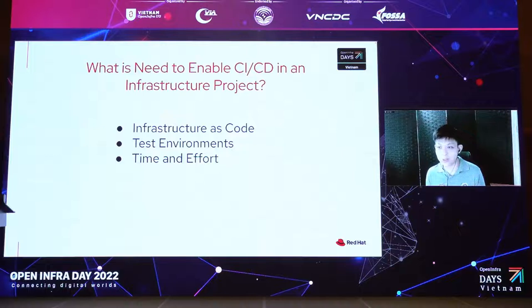So what exactly is needed to enable CI/CD in an infrastructure project? Of course, we look at things like infrastructure as code. We need a test environment that is able to replicate very closely what we will be expecting within the production environment. With that, we will be able to test using different tooling. It can be things like Vagrant. We can create a temporary environment using Ansible, for instance, and then do the required testing, making sure that everything is behaving the way that it should before we deploy the whole thing into production. And most importantly, we'll need to spend time and effort to make sure that everything is working from a process flow end-to-end perspective.